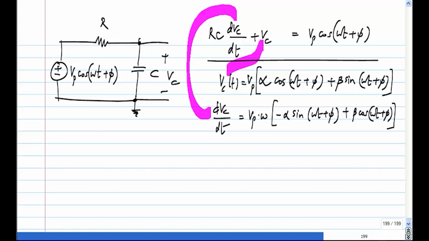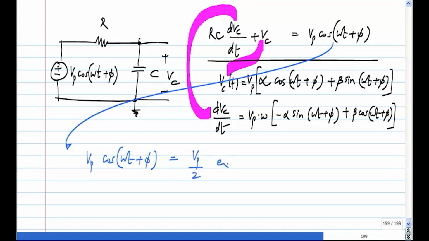So this is one way of doing it. Can you think of any other way of doing it, knowing what we know so far? Another thing you can do is this: Vp cos(omega t plus phi) is Vp by 2 exponential j(omega t plus phi) plus its complex conjugate. I mean, the whole thing is multiplying this.